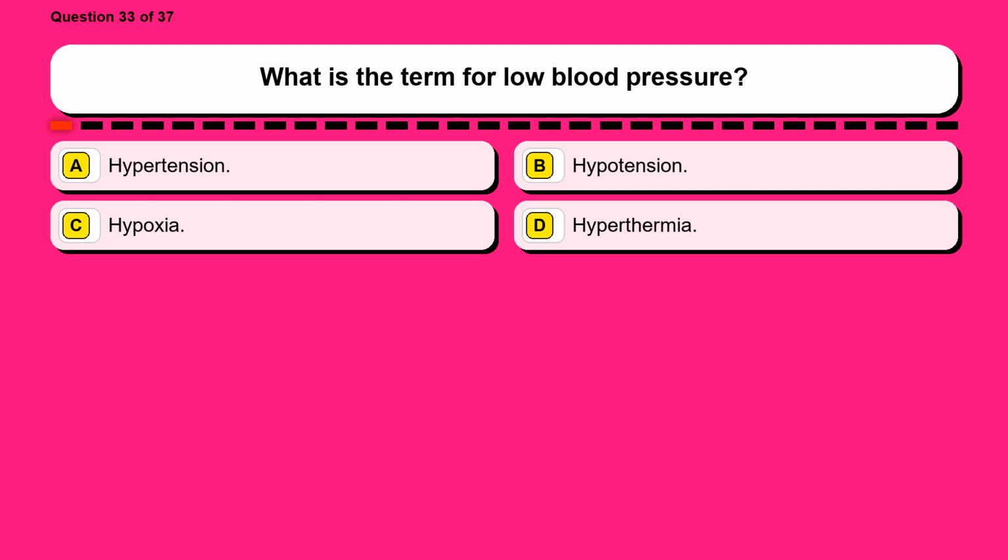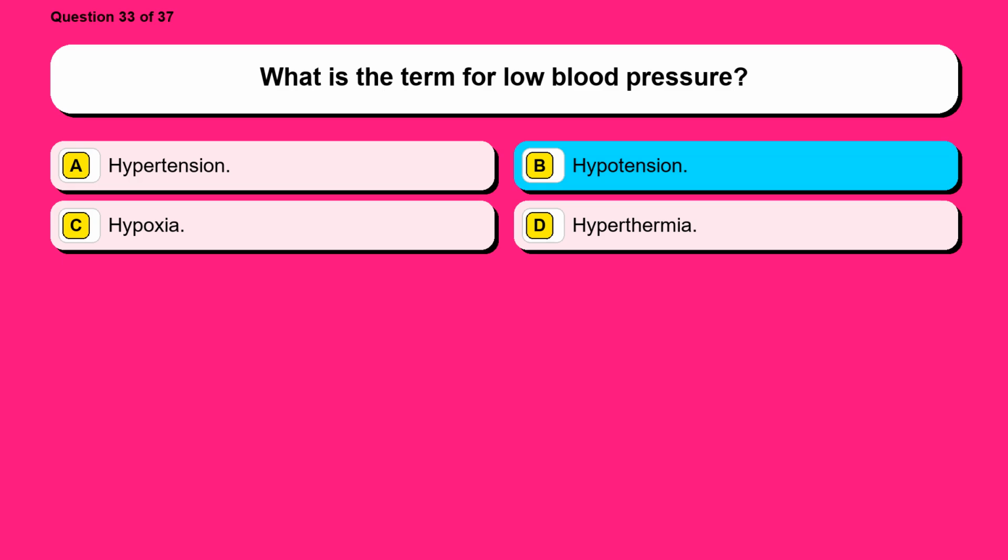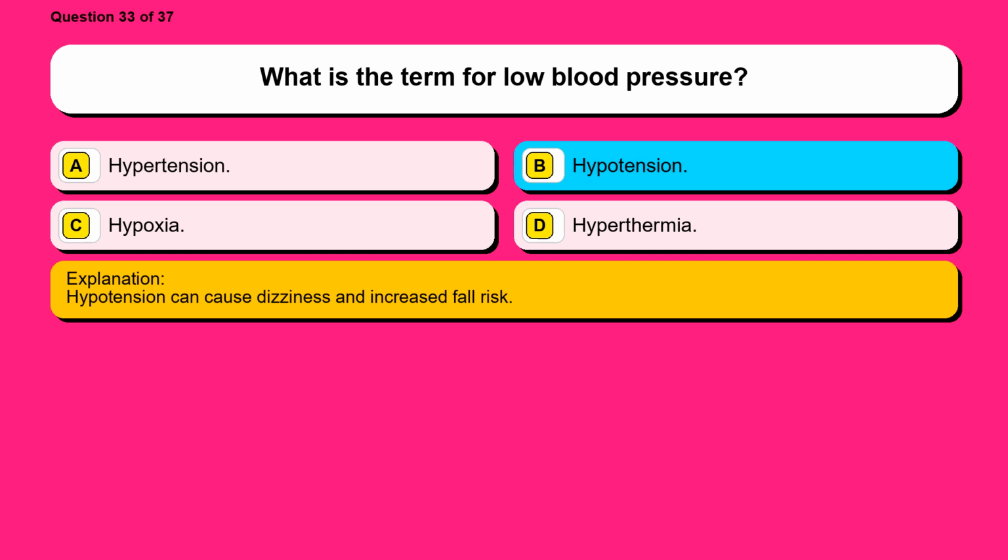Question 33. What is the term for low blood pressure? Option A. Hypertension. Option B. Hypotension. Option C. Hypoxia. Option D. Hyperthermia. The correct answer is option B. Hypotension. Hypotension can cause dizziness and increased fall risk.